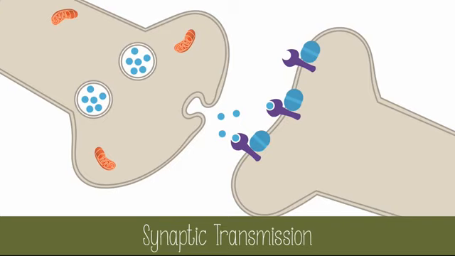The binding of neurotransmitters triggers sodium ion channels to open and pass the threshold potential. The action potential is propagated along the postsynaptic neuron. Then the neurotransmitters are broken down and removed from the synaptic cleft.